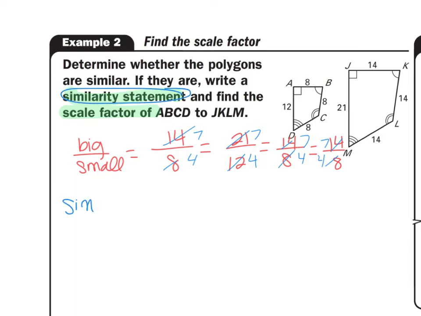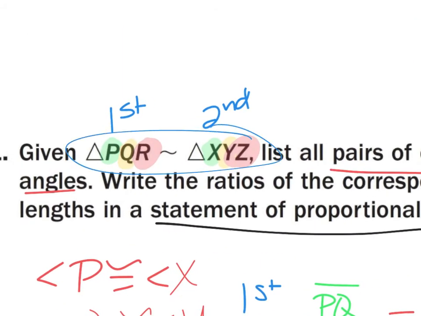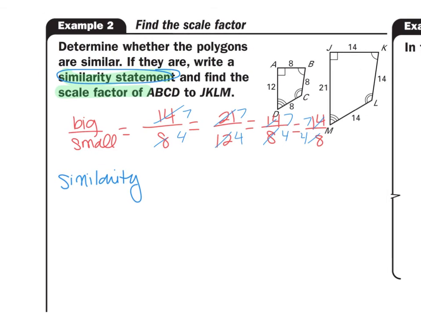So the similarity statement is, it looks something like this right here. So that's what we're going to do. One figure, and then we're going to do a squiggle is similar to the other figure. The order does matter on this, so you have to line them up. So the similarity statement looks like this. So we're going to do something is similar to something, and we're going to match up the angles.